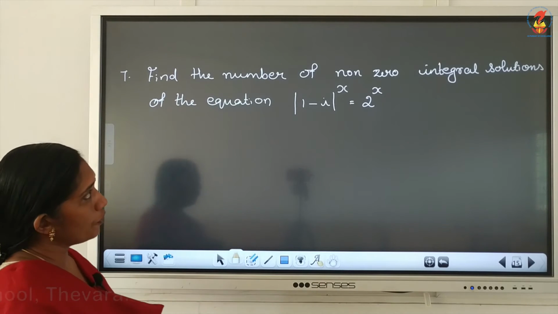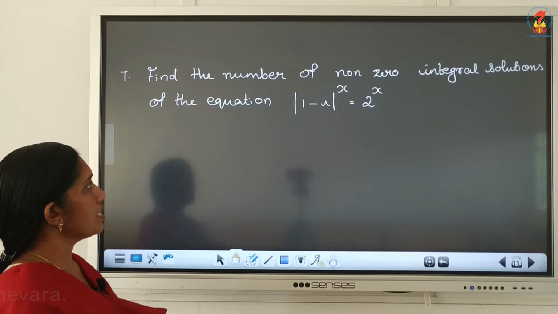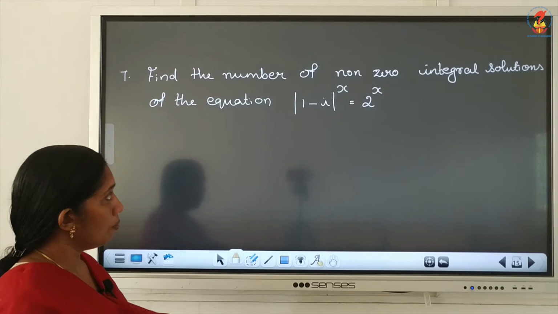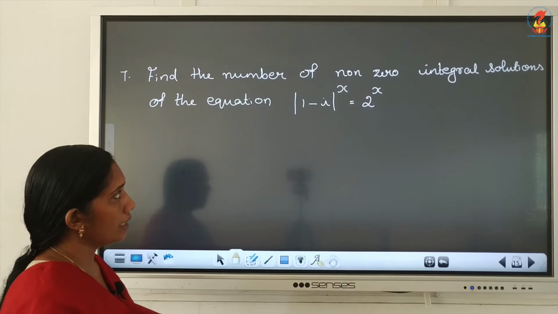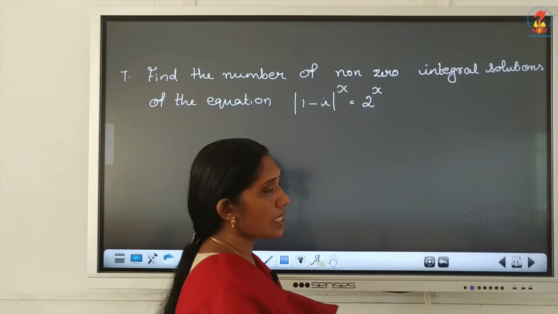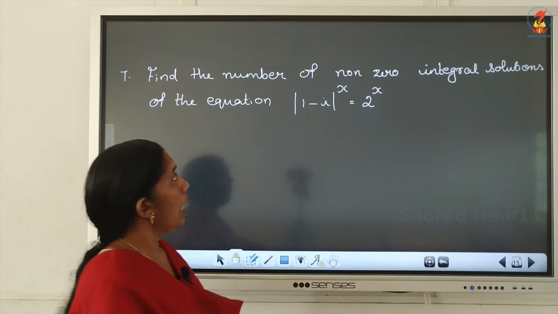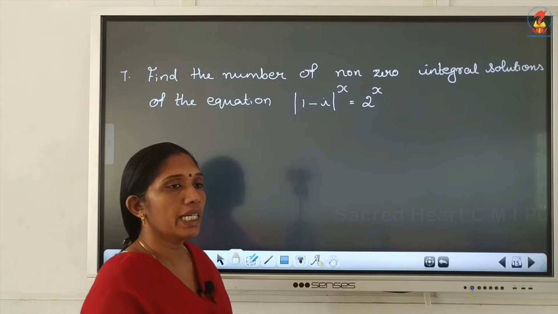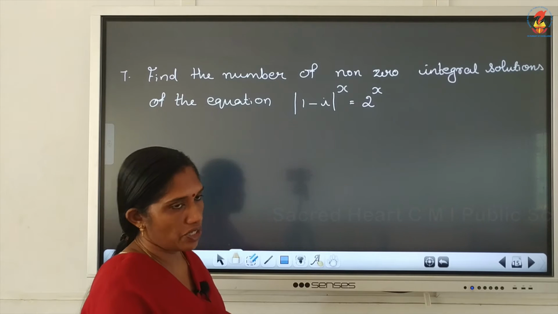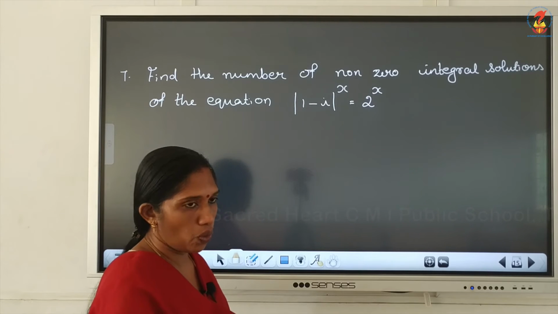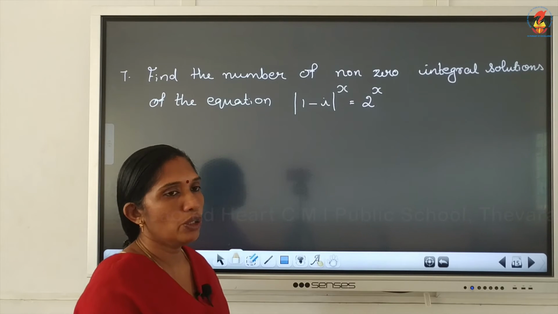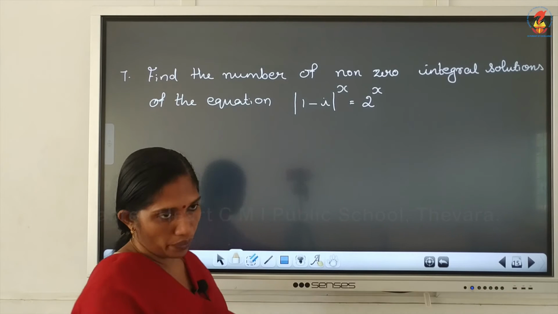Find the number of non-zero integral solutions of the equation |1 − i|^x = 2^x. Integral means integer. How many integer solutions other than 0 are there for this equation?